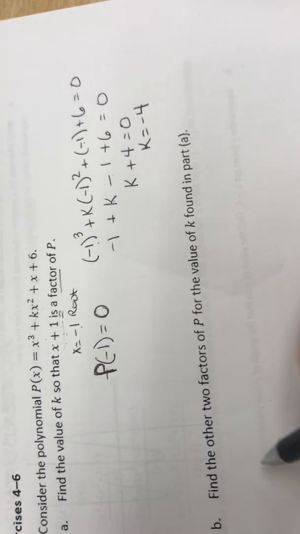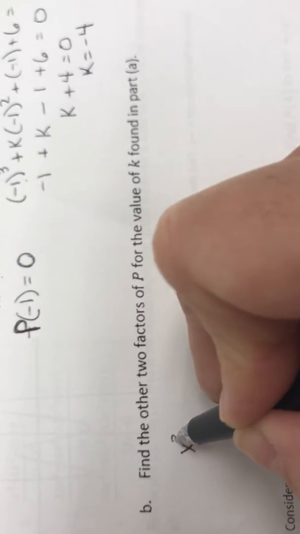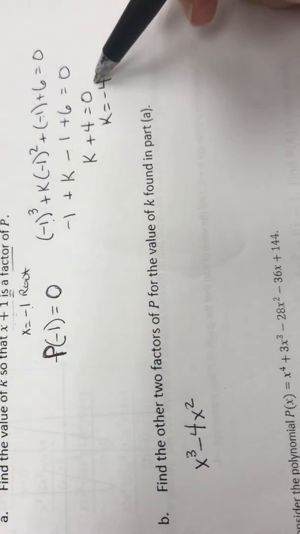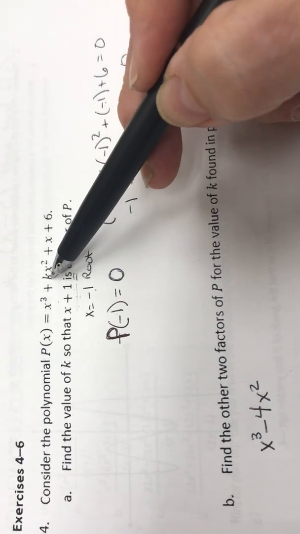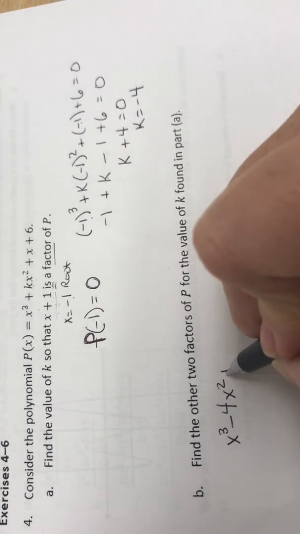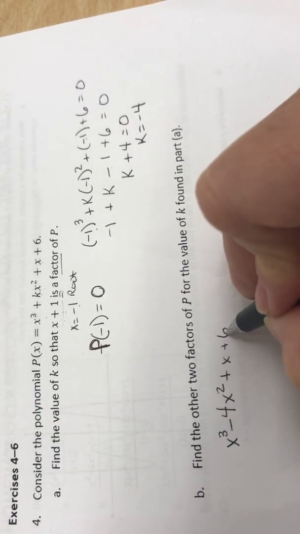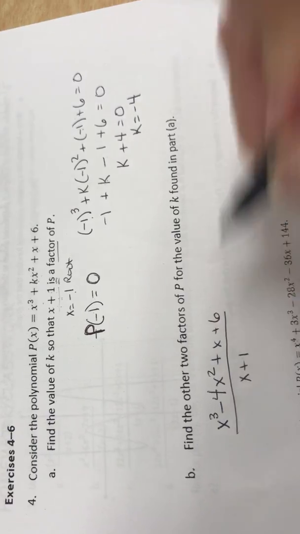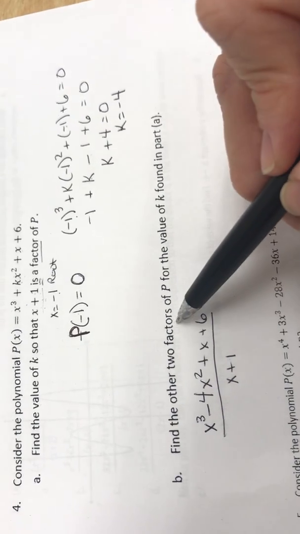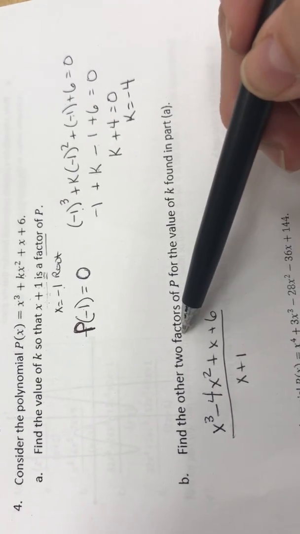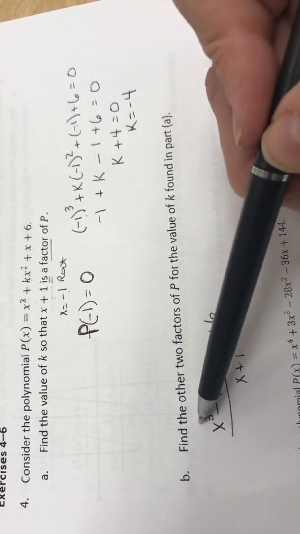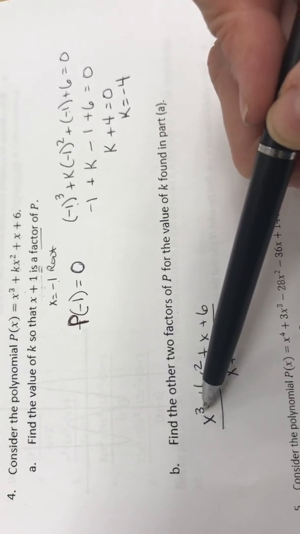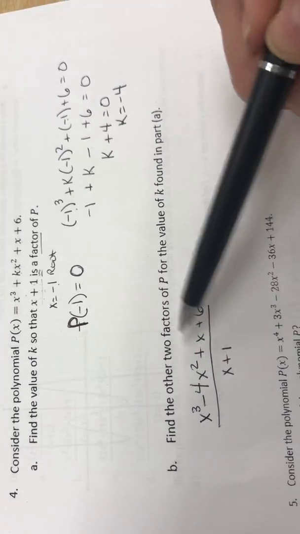Well, that means that x cubed minus 4x squared, see what I did? I took the negative 4 and put it where the k is, plus x plus 6 divided by one of the factors. They're asking you to find the other two factors. How do we know there's two? Because here's one, and it's x cubed. So we know there has to be three factors, right? One, and then two more.